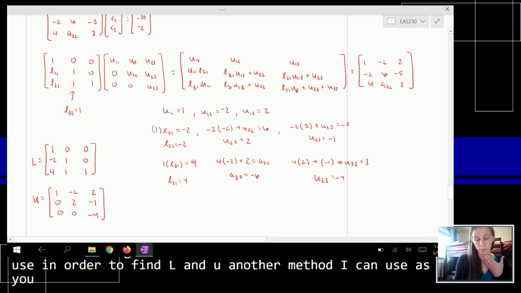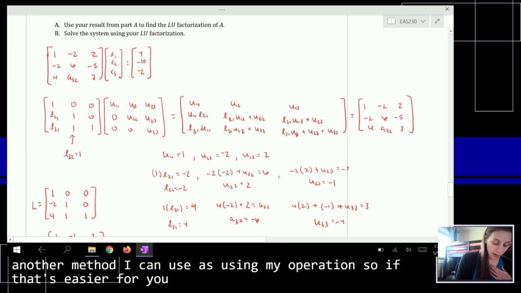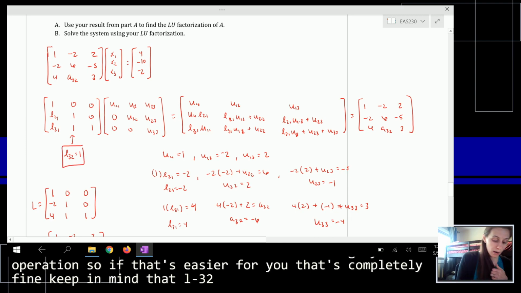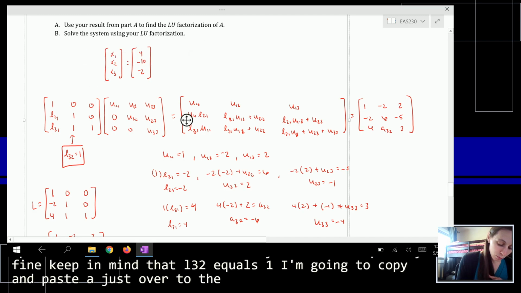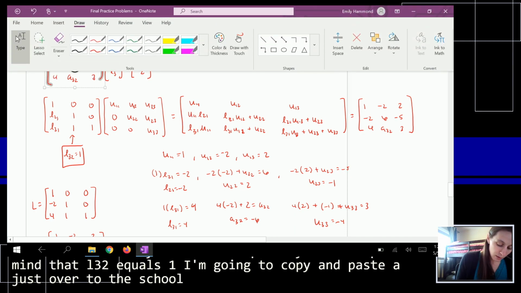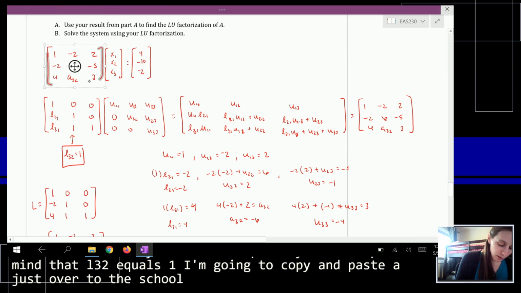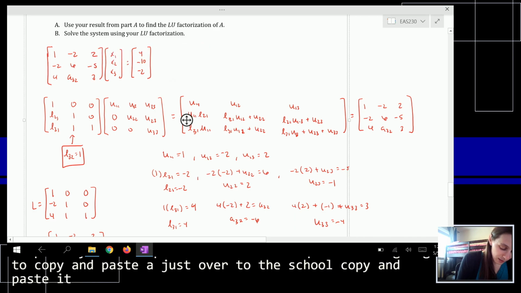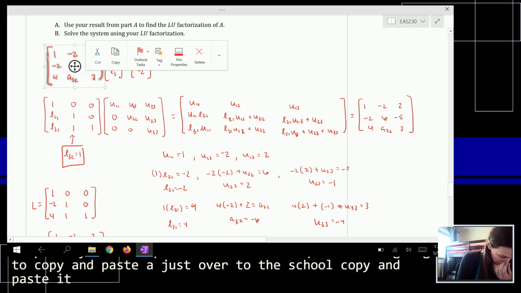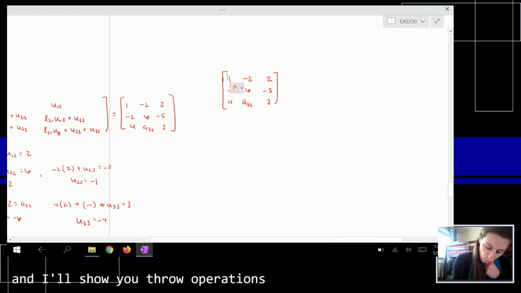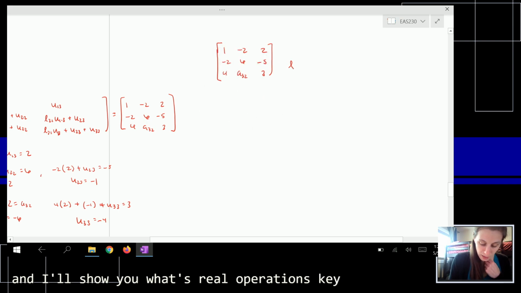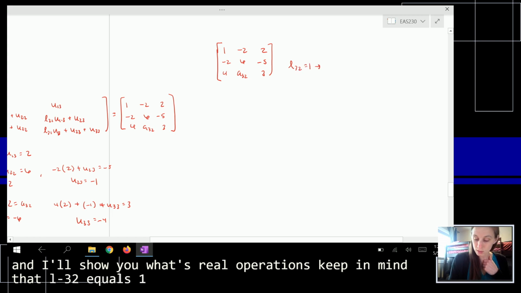Another method I can use is using my row operations. So if that's easier for you, that's completely fine. Keep in mind that L32 equals 1. So I'm going to copy and paste A over to this. Let's do it again. And I'll show you with row operations. Keep in mind that L32 equals 1, which means, we'll get to that in a minute.